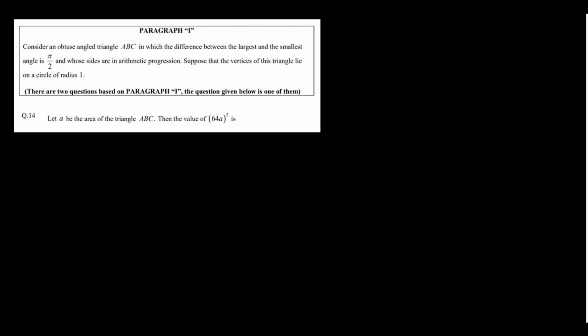Today we are going to solve a very interesting question of the chapter Solution of Triangle or Properties of Triangle from JEE Advanced 2023 question paper. It is a paragraph based question, and the question says that we have to consider an obtuse angle triangle ABC where the difference between the largest and smallest angle is pi by 2 and its sides are in arithmetic progression. Also, it is given that the vertices of this triangle lie on a circle of radius 1 unit, and the question says to find out 64 A whole square, where A represents the area of the triangle.